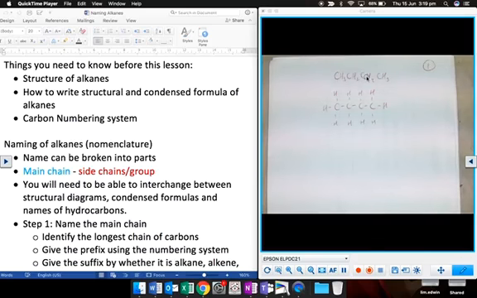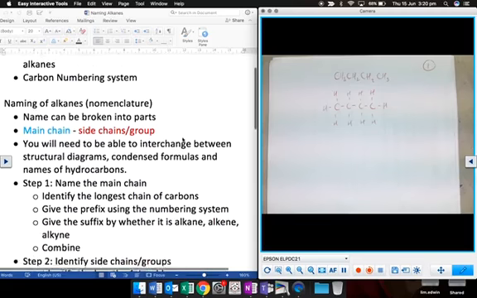Right, over here, this is the condensed formula. And this is a structural formula, if you're wondering what those are. And if you don't know how to go in between this and this, then just make sure that you have a quick read through your study guide, and then come back to this video.